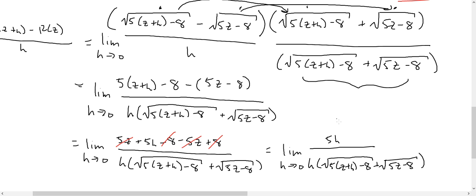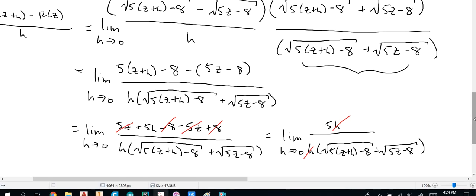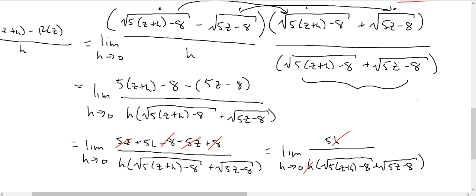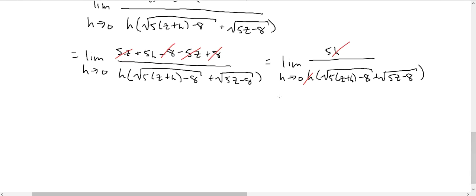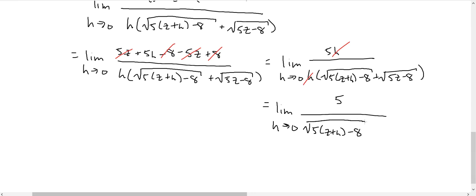And now we can cancel out these h's. So cancel this out, cancel this out. Okay, so we've canceled out these terms. Now I'll scroll down. And then we have the limit as h goes to 0 of 5 over this quantity: the square root of 5 times z plus h minus 8 plus the square root of 5z minus 8.